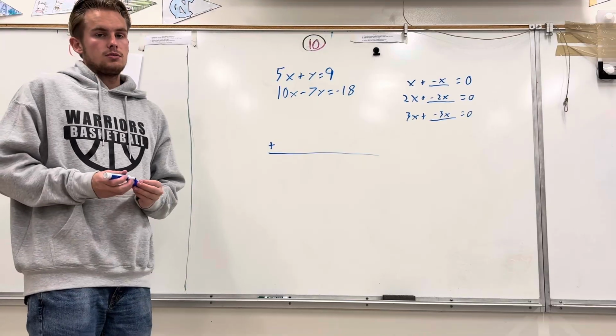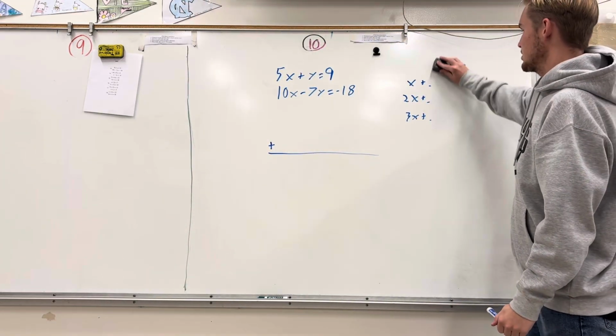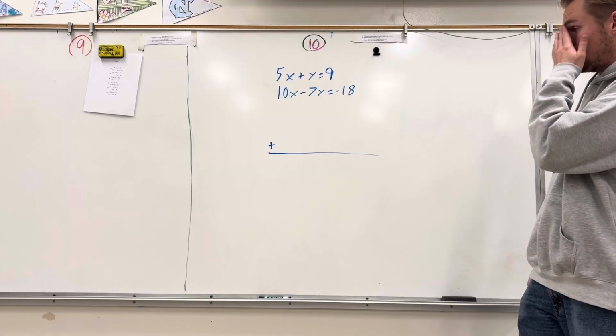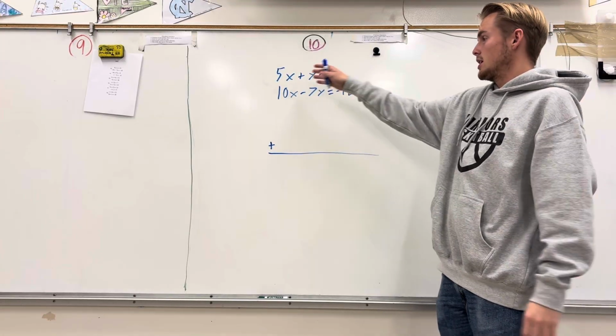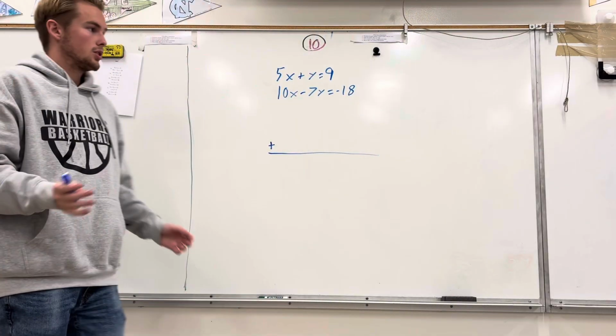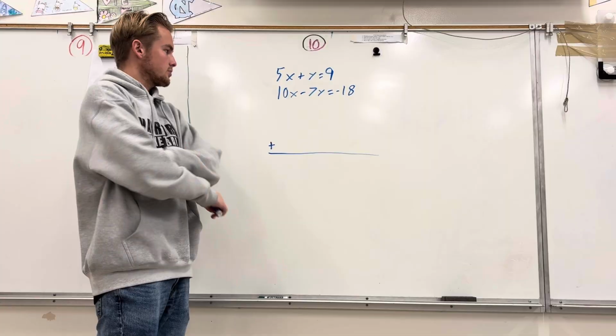To do this, we just got to use our brain. There's no formula for this. We just have to use our number sense. We have to look at these two equations, first looking at the x's and then the y's, and try to figure out which equation we should manipulate and which letter would be the easiest to get rid of.